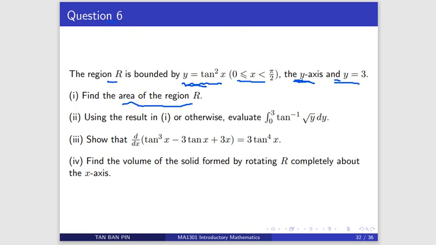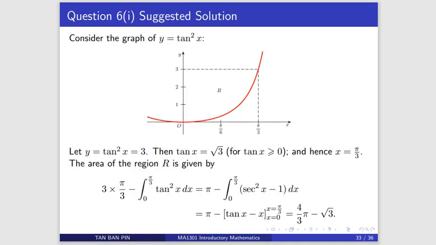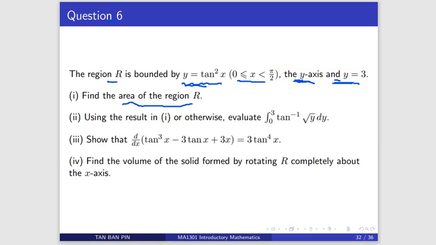Since you consider the y-axis and y equal to 3, you should consider tan squared x equal to 3, because you consider the line y equal to 3. So tan squared x equal to 3. Tan x equals square root 3, because tan x is positive. Then you solve for x, it is pi over 3. So that's how you get pi over 3 here. And here is y equal to 3.